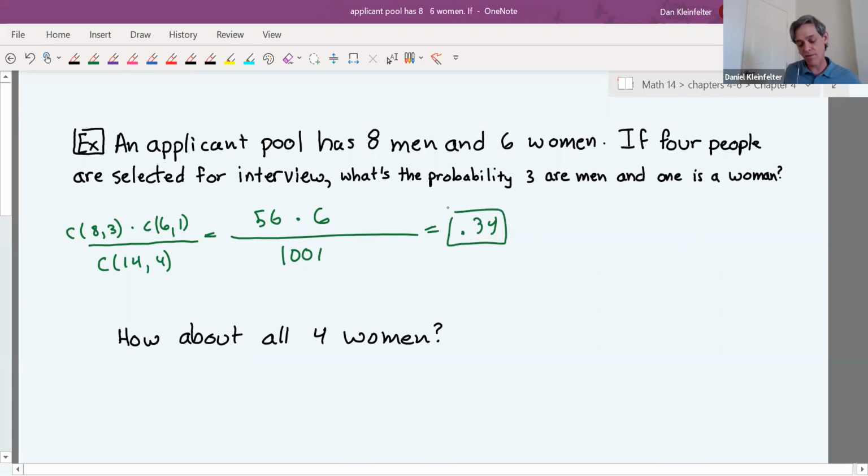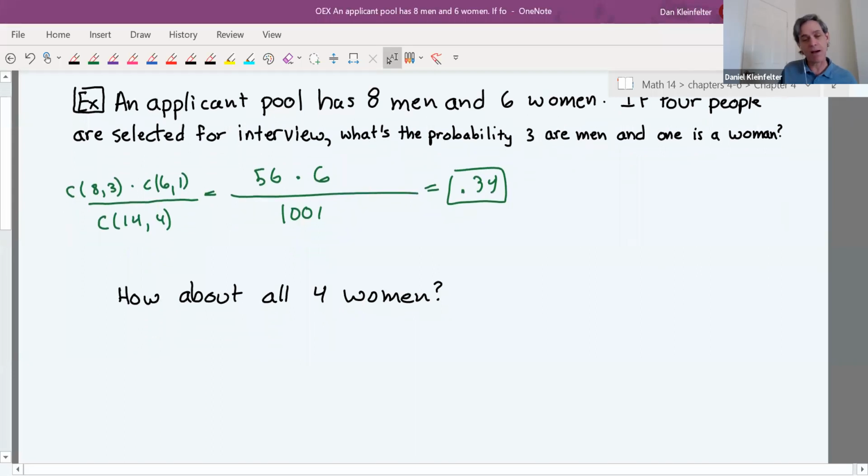Okay, so if you have a lot of these applicant pools with 14 people that have 8 men and 6 women, in the long run the chance of us getting 3 men and 1 woman is right around 1/3 of the time. Okay, what is the chance that we get all women?